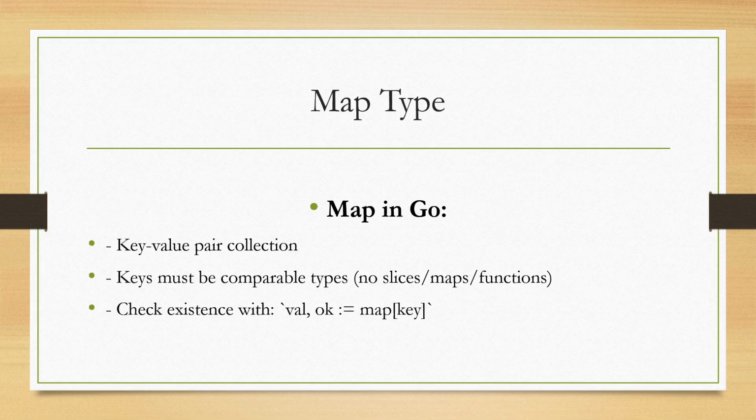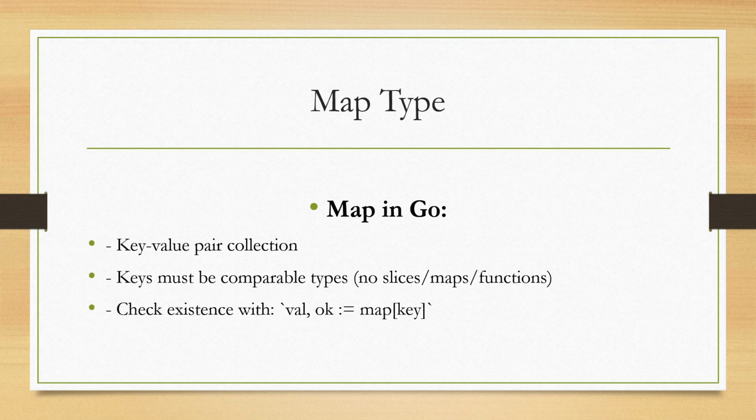How to check if a key exists in the map? If you want to know whether a particular key exists in your map, you can use the simple pattern: value, ok := map[key]. Here val is the value you get for that key and ok will be a boolean that tells you whether the key exists in the map or not. If the key doesn't exist, ok will be false.